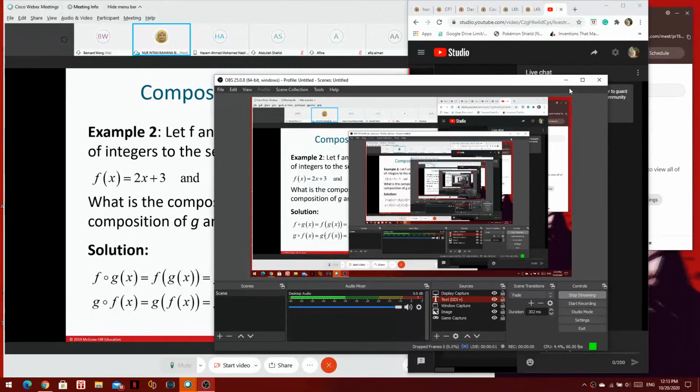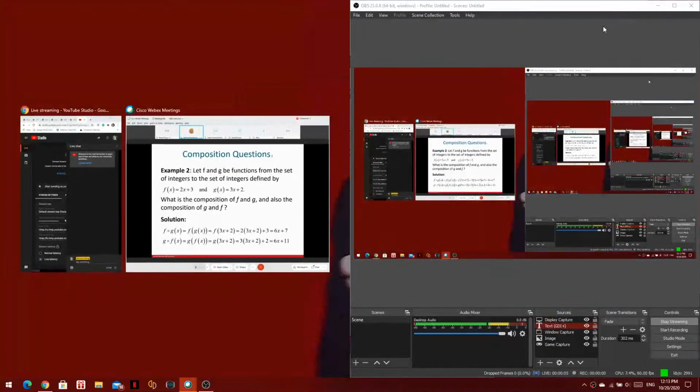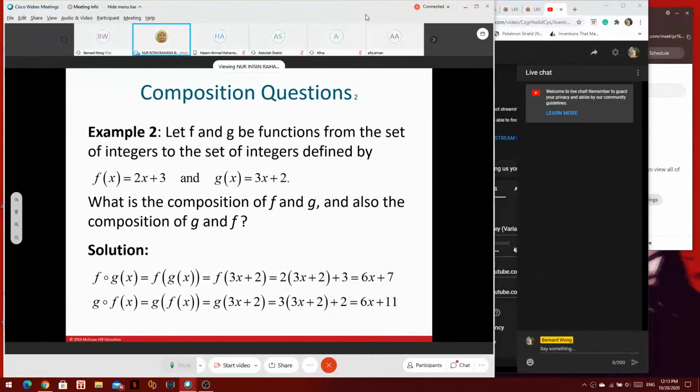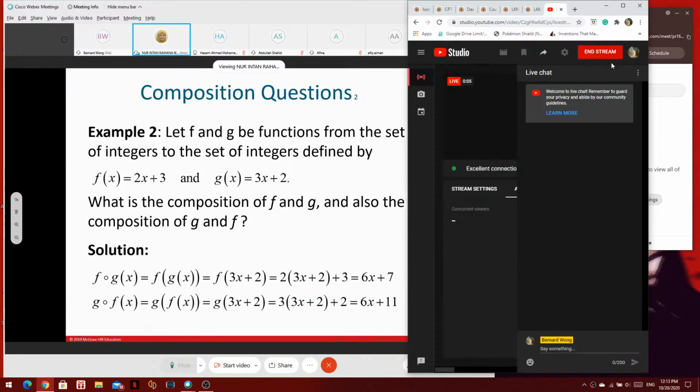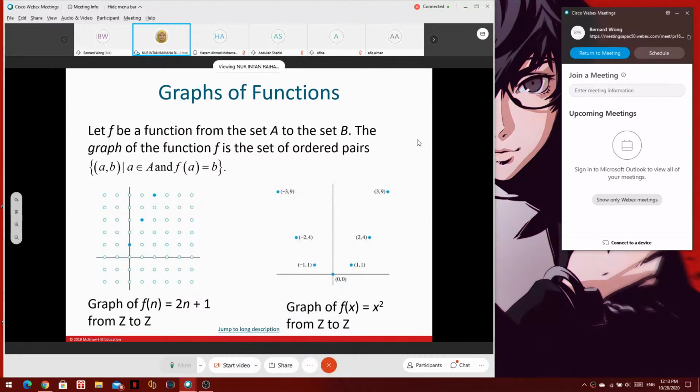Defined. Okay, that's not defined. All right, composition question number 2. I hope that you are already familiar with the first example, so we will just keep this one. Graphs and function.